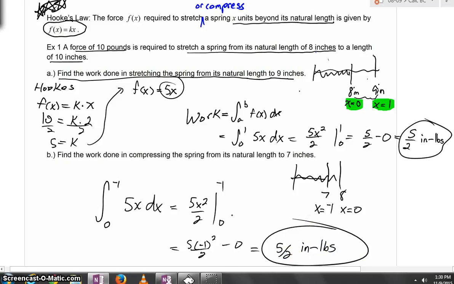And really that's all we have for today. So if you are compressing, start off with that nice picture, draw the spring in the natural position. And then we're just going to, obviously, move in the opposite direction. We'd say x equals -1.